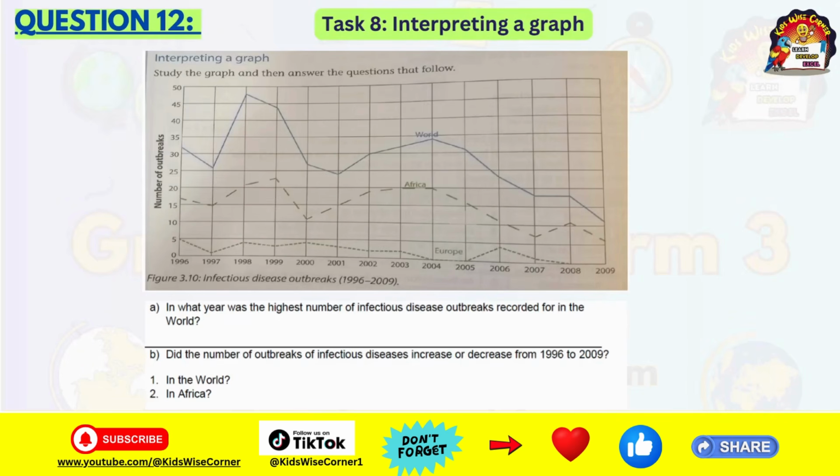In what year was the highest number of infectious disease outbreaks recorded in the world? So if you look at this, the highest infectious disease recorded in the world is here. There's the peak here. There's the world graph. The highest peak is here. And that was in 1998.